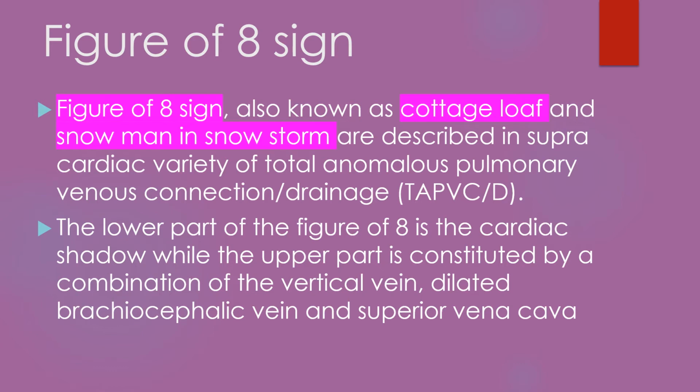Figure of 8 sign, also known as cottage loaf, and snowman in snowstorm are described in supracardiac variety of total anomalous pulmonary venous connection by drainage. The lower part of the figure 8 is the cardiac shadow, while the upper part is constituted by a combination of the vertical vein, dilated brachiocephalic vein, and superior vena cava.